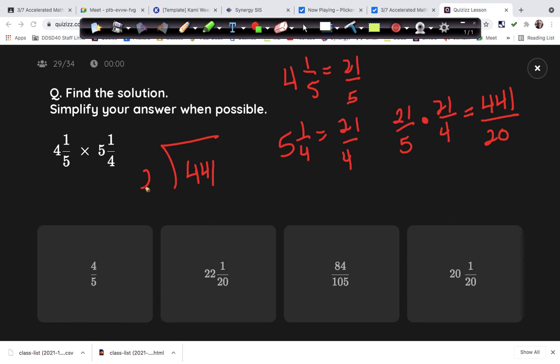441 divided by 20 looks like this. So there's one remainder, and that's over the 20. So that's 22 1/20.